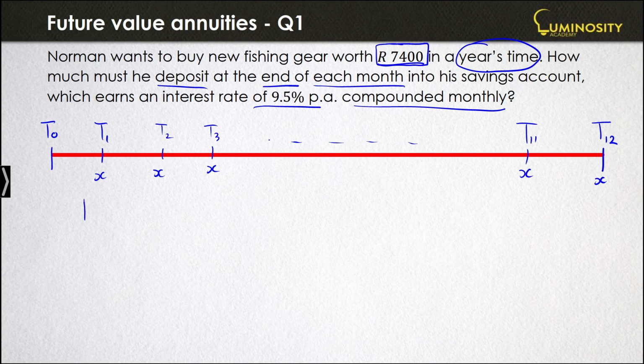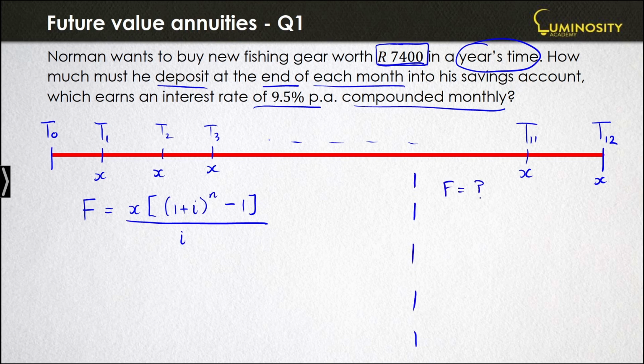So here we can use the future value annuity formula, F equals X into 1 plus i raised to the power n minus 1, all over i. So let's identify the key variables. First of all, the future value, that's what we're after. So we don't know what that is. Well, no, actually, the future value we do know, right? We actually want 7,400 Rand. So we do know the future value. That's how much we want in a year's time.